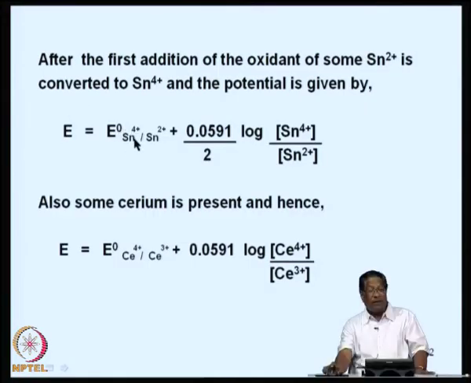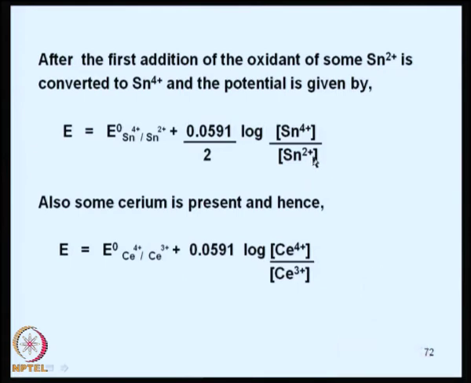Now, after the first addition of the oxide, some of the stannic gets converted to stannous. The moment we have stannic and stannous, we can write the Nernst equation, that is E is equal to E naught stannic by stannous plus 0.0591 divided by 2, that is RT by NF value divided by 2, because N is 2 here, and logarithm of the oxidant divided by the reductant.